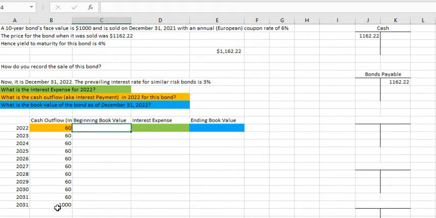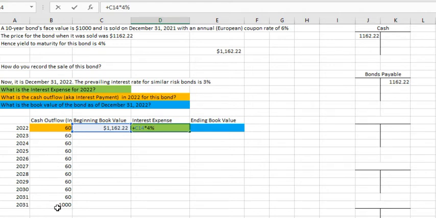Now, beginning book value is what we have here. We were told that the book value when the bond was sold was $1,162.22. Now we are going to calculate the interest expense. The interest expense for the very first year is the beginning book value multiplied by what the market is demanding at the time of the sale of the bond.